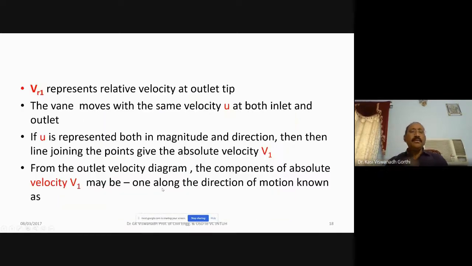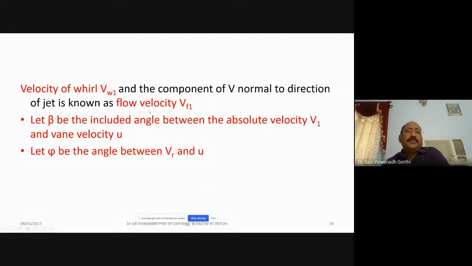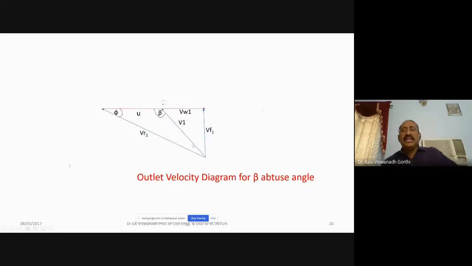So VR1 represents the relative velocity at the outlet tip. The vane moves with the same velocity U both at inlet and at outlet. If U is represented both in magnitude and direction, then the line joining the points gives you the absolute velocity V1 at outlet. From the outlet velocity diagram, the components of the absolute velocity V1, one along the direction of motion of the vane, VW, and the other normal to it, VF, can be computed. Beta and phi, as shown in the figure, are the included angles. So this is the outlet velocity diagram.